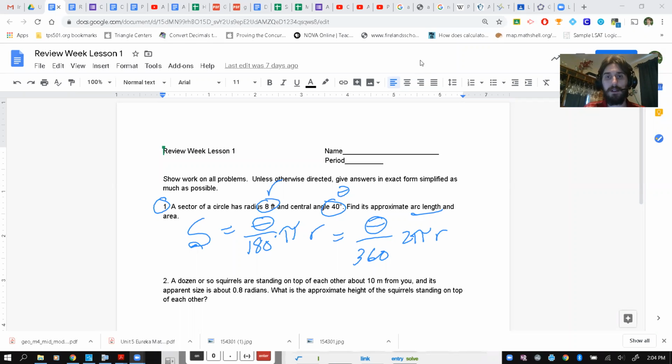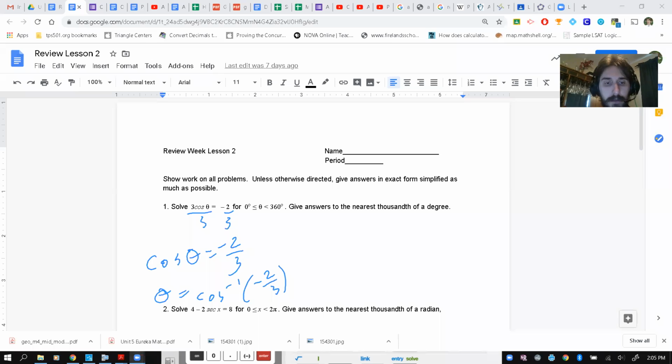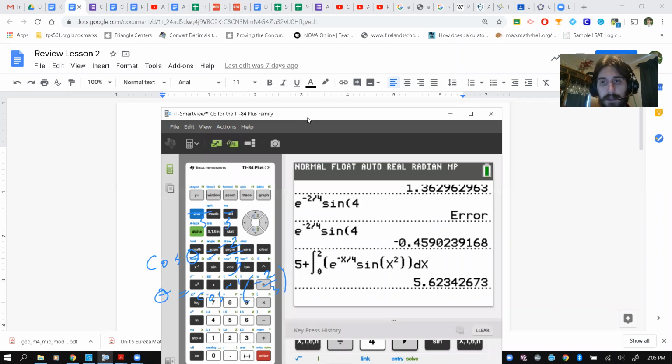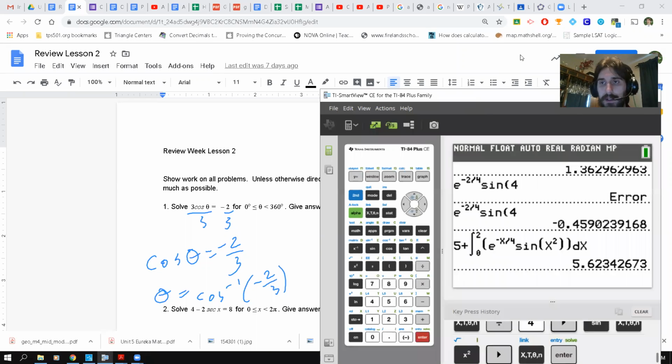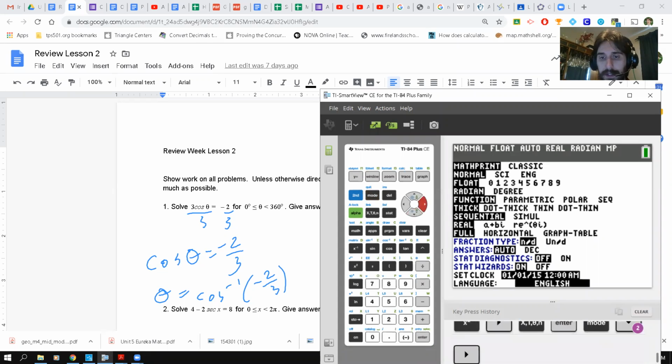There were 3 on week two's lesson. So for week 2, the question for this first one was making sure you get the right answer in the right quadrants. To solve this one is 2 steps. To get theta by itself, I would divide by 3. So I would get cosine of theta is equal to negative 2 over 3. And then to get theta by itself here, I would take the cosine inverse of negative 2 over 3. Now that is not one that has an exact answer, so we would do that one using our calculator, making sure our calculator is in degree mode since our angle is given to us in degrees.